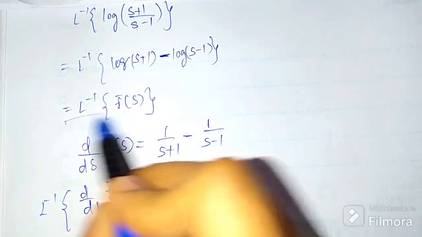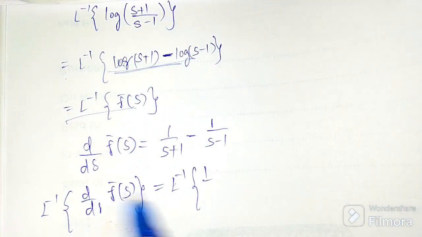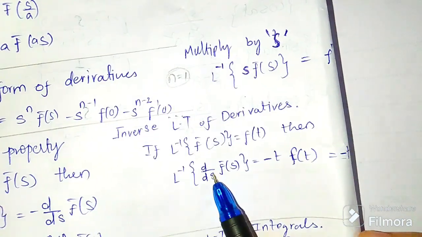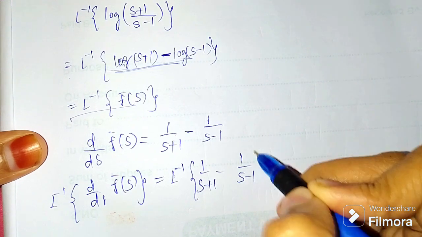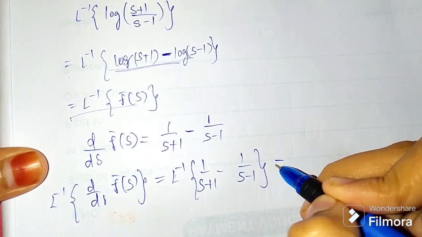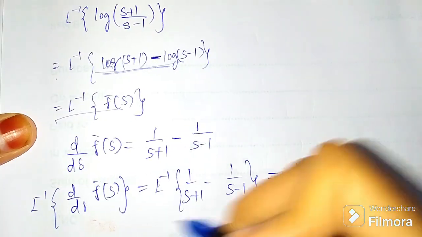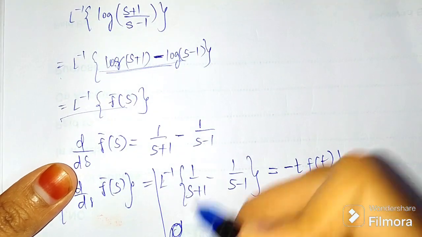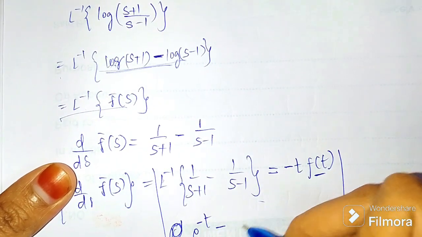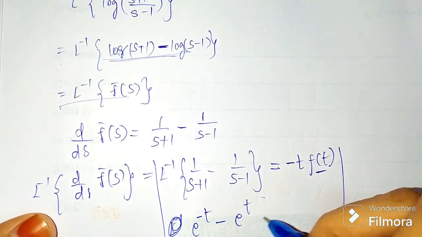I don't have a formula for this. I don't know how to solve Laplace inverse of log. That's why I took the derivative. Now I'm applying Laplace inverse because I have the property. I'll write this is equal to minus t f of t. So I'll consider this in two steps. See, Laplace inverse. What is this answer? e power minus t minus e power t. Isn't it?